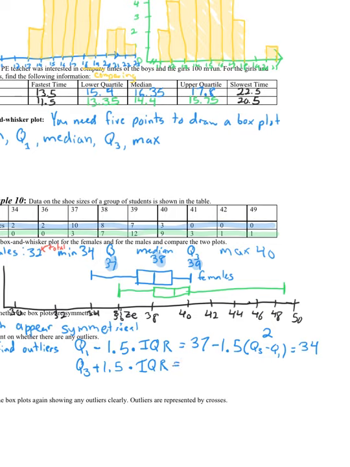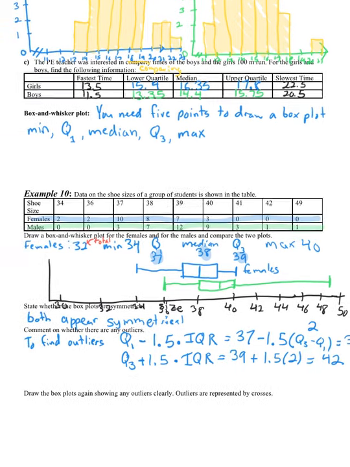And then you do the same thing with your Q3. And you would say 39 was our Q3, plus 1.5 times the IQR. We already found the interquartile range was 2. Sorry, plus 1.5, thank you. And it's going to be 42 this time. So that's kind of our range for detecting outliers. As long as all the information is between 34 and 42, we don't have any outliers. That's kind of like our range for determining where outliers would exist. So for the women, all of the information does indeed fall between 34 and 42.